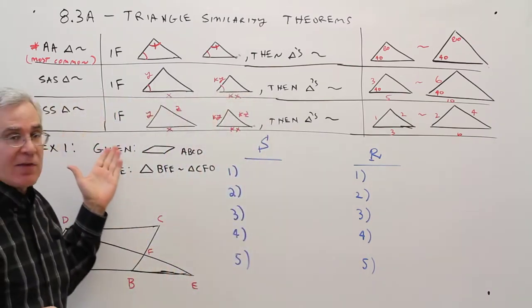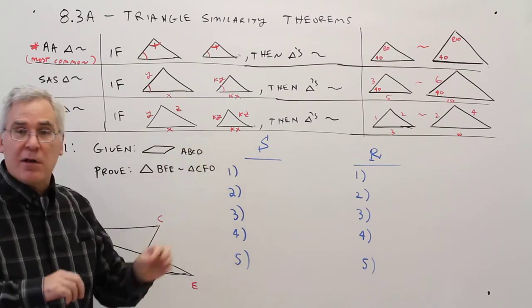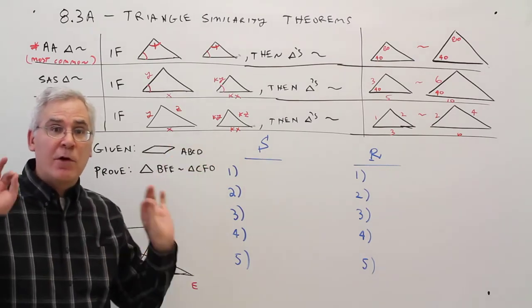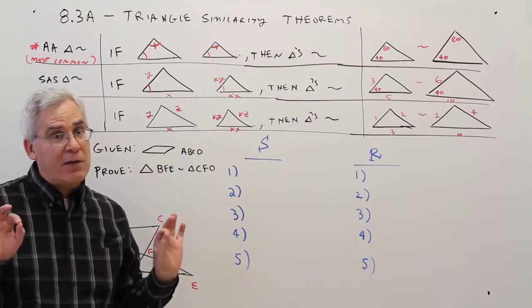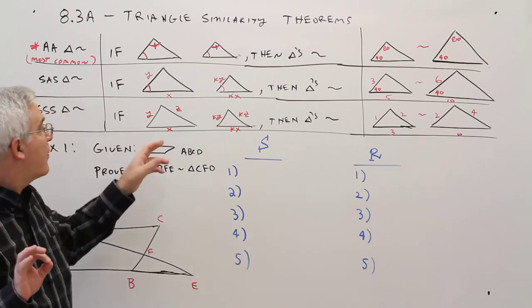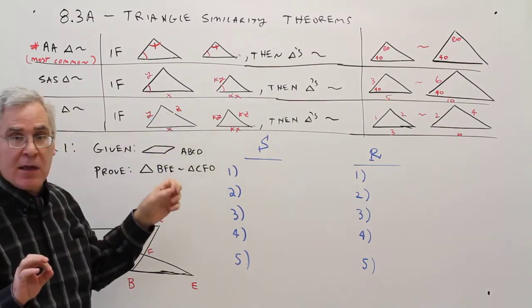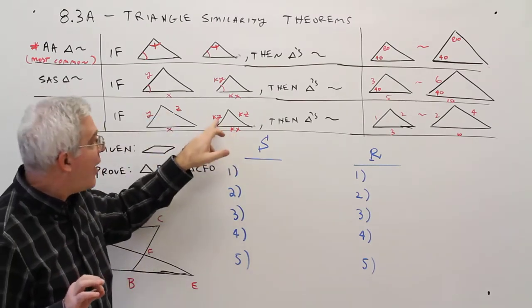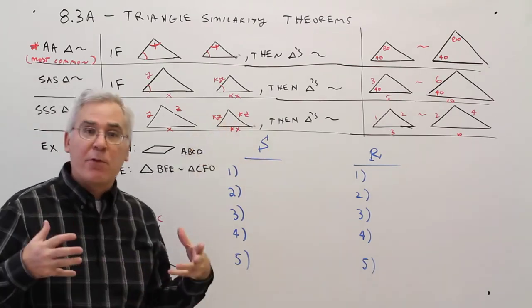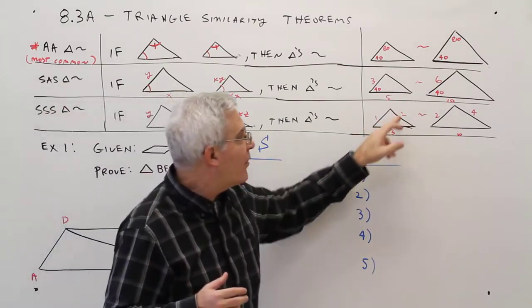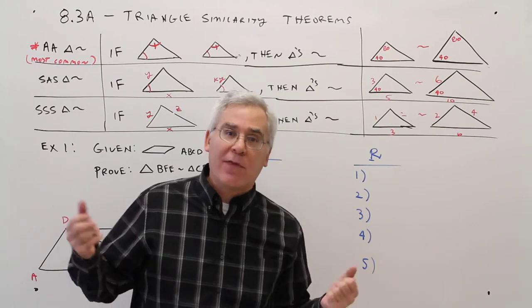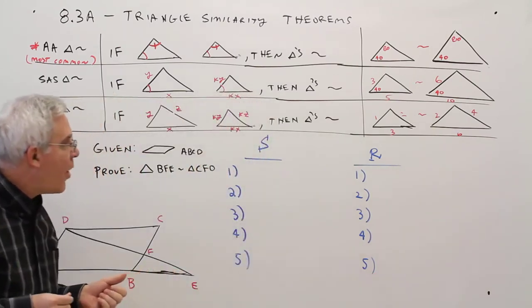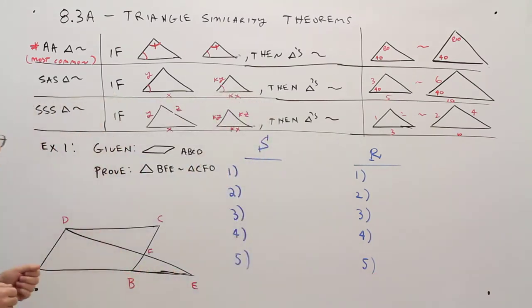And finally, side, side, side. So that one involves no angles whatsoever, just all three corresponding sides being proportional. So sides x, y, z, and sides kx, ky, kz, those are going to be similar. So example 1, 2, 3, 2, 4, 6, again the doubling factor. Okay, so here's our first example.